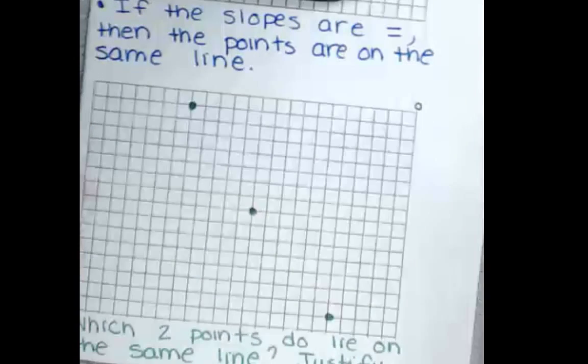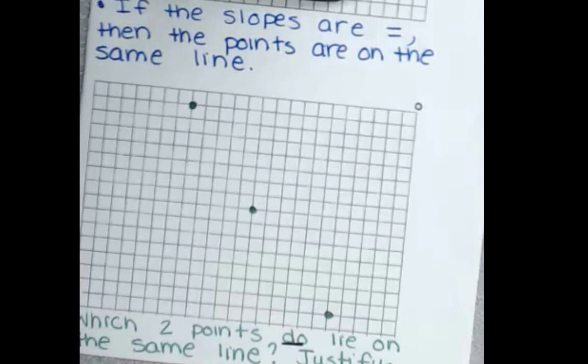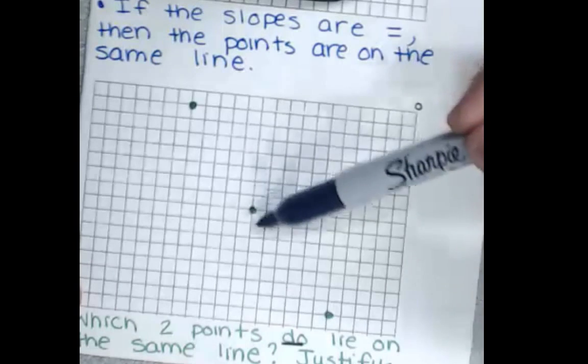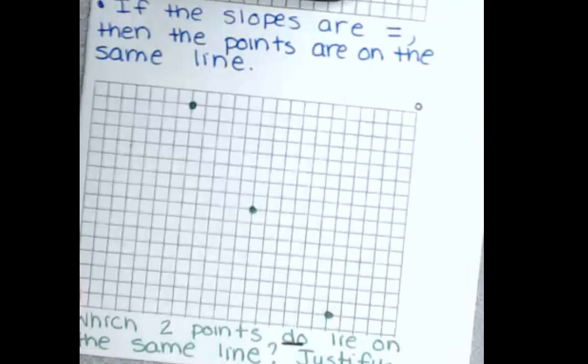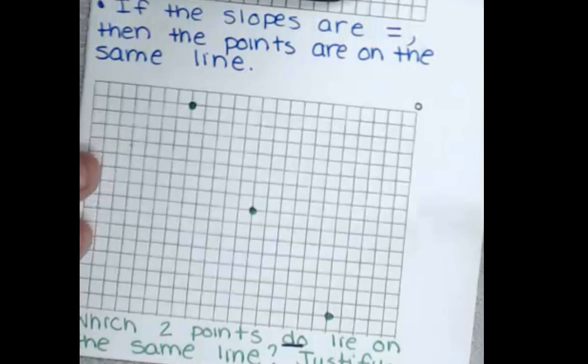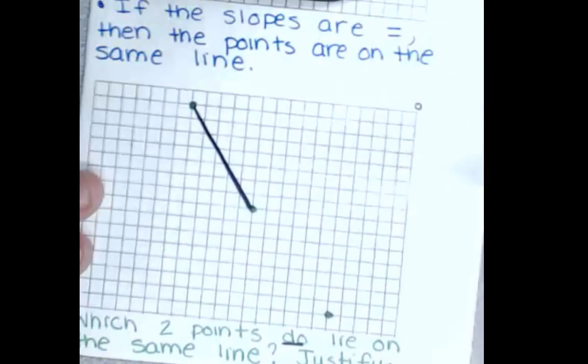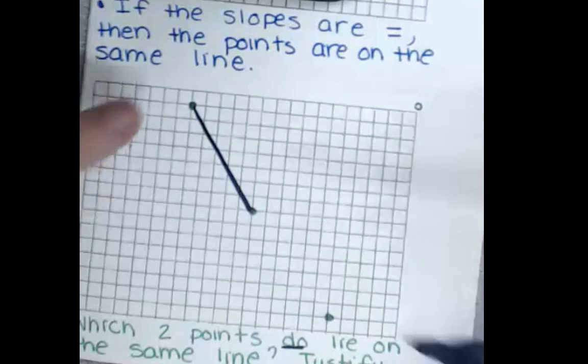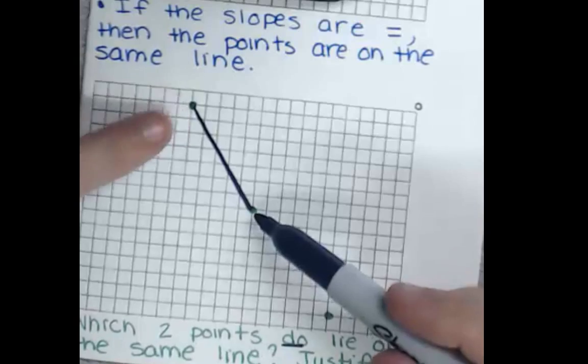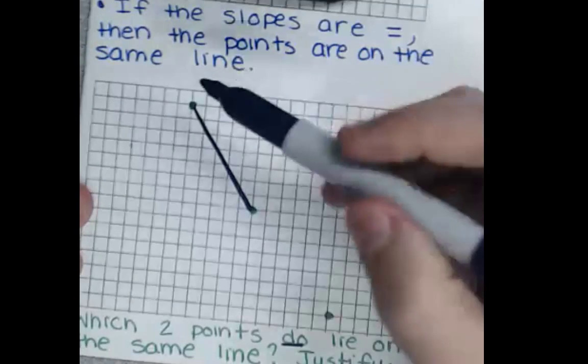Which 2 points do lie on the same line and justify? They certainly look like they are on the same line, but we must justify it by determining if their slopes are all equal. So we are going to take the first 2 points and find the slope of the line that connects this point to this point.